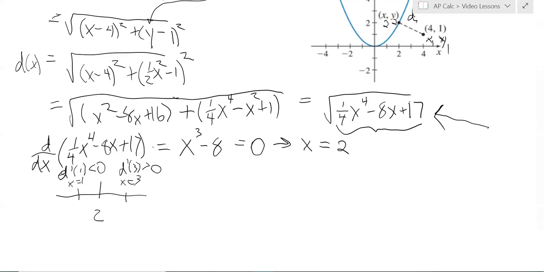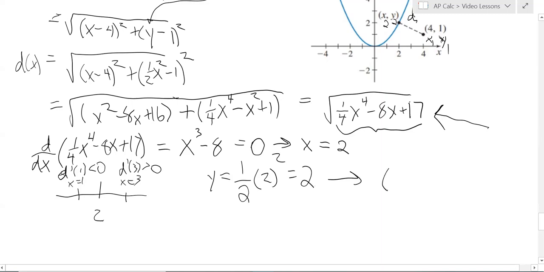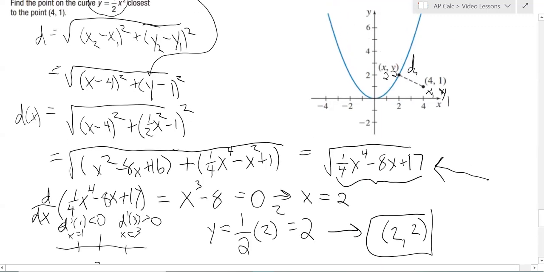So we could say, since x equals 2 is the only critical number, and d is decreasing for x less than 2 and increasing for x greater than 2, the distance function has an absolute min value at x equals 2. All right, you'd want to write that out in words, especially if you were taking the AP exam. Okay, so the y value is equal to 1/2 times 2 squared, which is 2. So the point is (2, 2) that minimizes the distance.